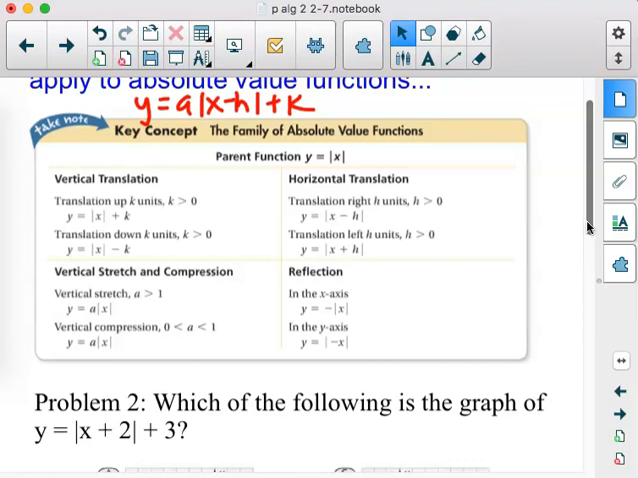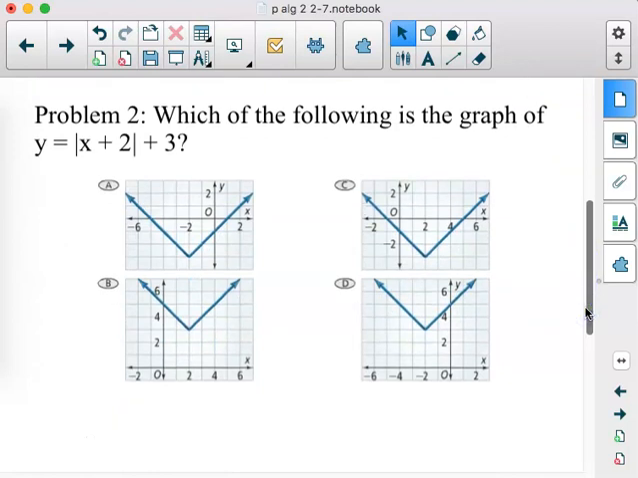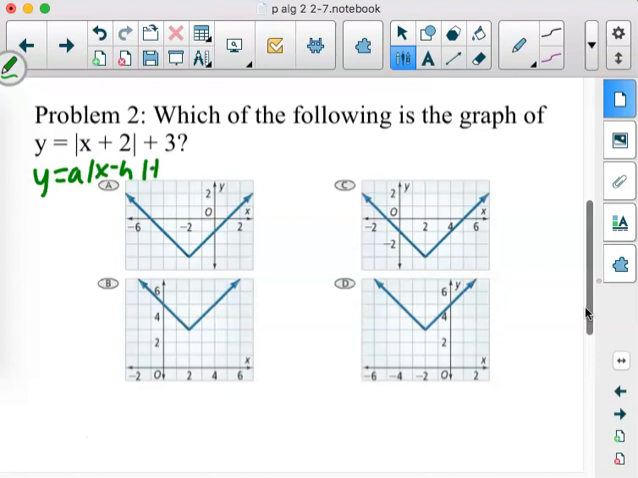So let's see what we can do. Which of the following is the graph of y equals the absolute value of x plus 2, plus 3? Well, I'm going to write this down first, because I want to remember what h and k do. And I do notice, hey, there's nothing in front of this absolute value thing, so that's still a slope of 1. That's still a 1, so that didn't change. It's going to be just as wide as it was before.